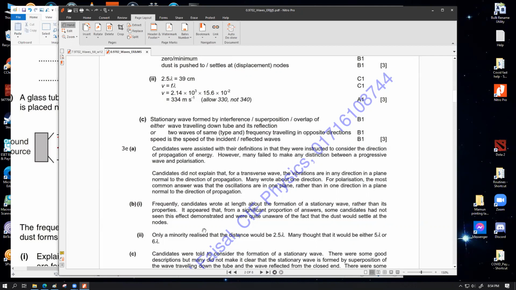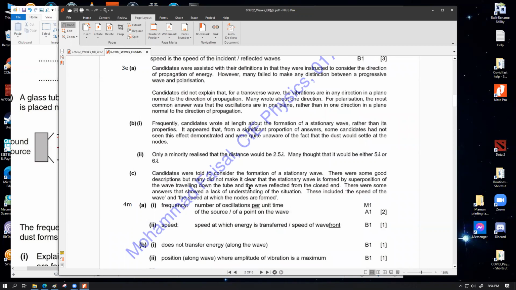If you go to the examiner's report, candidates are told to consider the formation of a stationary wave. There are some good answer descriptions, but many did not make it clear that the stationary wave is formed by superposition of the wave traveling down the tube and the wave reflected from the closed end. There were some answers that showed a lack of understanding of the situation. These included the speed of the wave and the speed at which the nodes are formed. So you cannot only mention the speed of the wave. You have to specify that this is the speed of one of the progressive waves, either the incoming wave, or you can say it is the speed of the reflected wave.